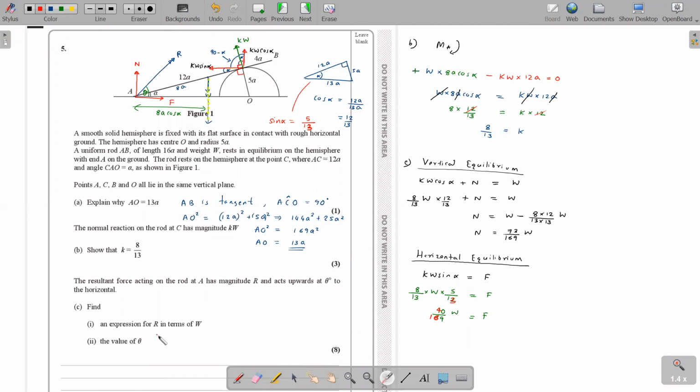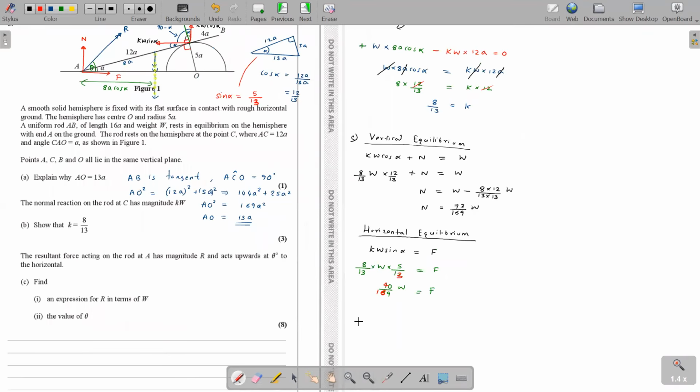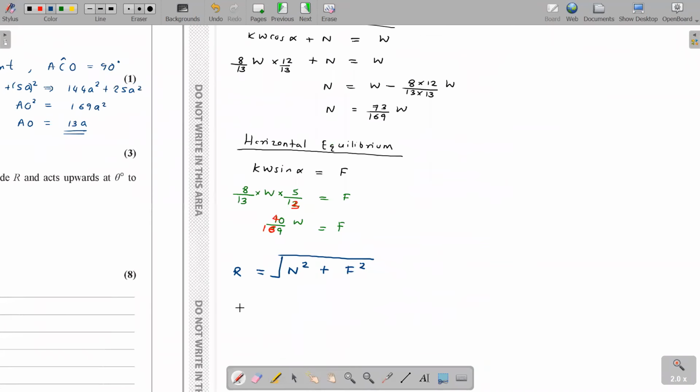So now let's move on. They're asking us to find R. So how do I find the resultant? To find the resultant, we take the horizontal component, square it, add it with the square of the vertical component, and then we square root it. That's how we find the resultant, isn't it? So resultant R is equal to the square root of the N value squared plus the friction value squared. Input the values. N is 73 over 169 W, squared, plus friction is 40 over 169 W.